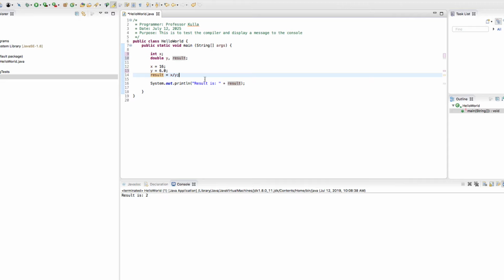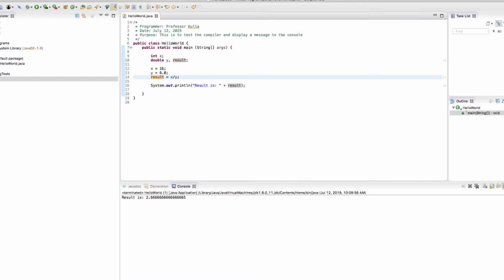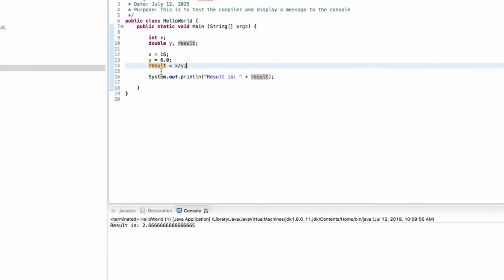Okay, so now when I print result out, it's going to tell me exactly how many times 6 goes into 16, right? And I run it, and it goes in 2.66666, right, times, right? So as long as one or more of the variables you're dividing is a floating point number, you will get a floating point answer. When both of them are integers, you're going to get integer division.